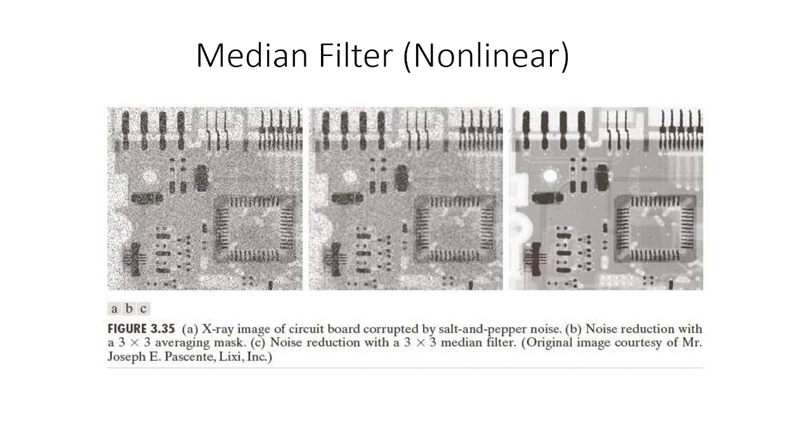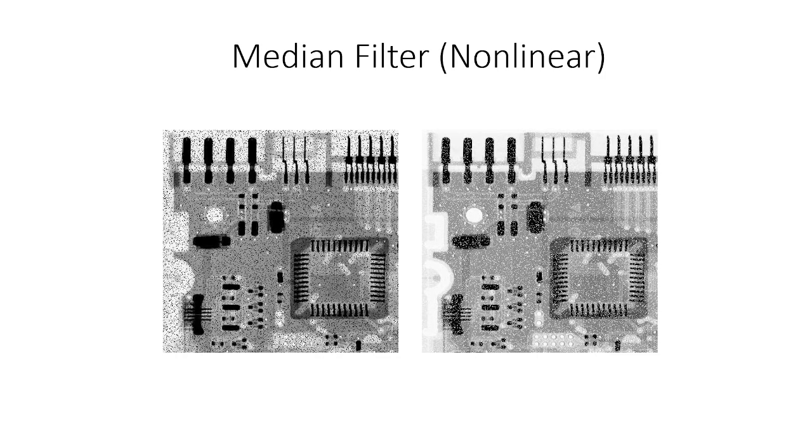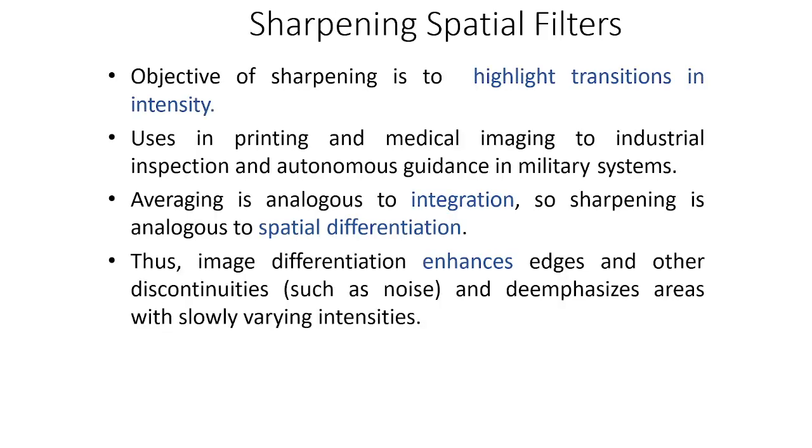Image A is the original X-ray image. It is heavily corrupted by salt and pepper noise. In image B we are using a 3 cross 3 averaging mask, the linear filter we studied before, and the result looks like this. But if we use noise reduction with a median filter, it is much better. Similarly, the next image.